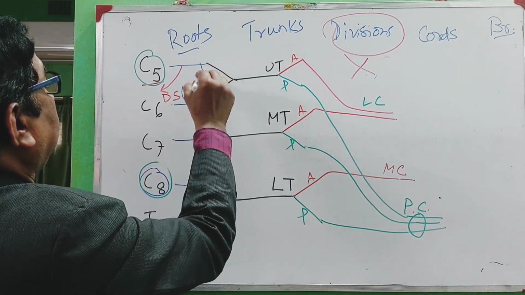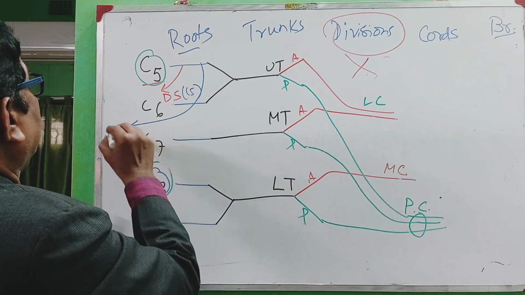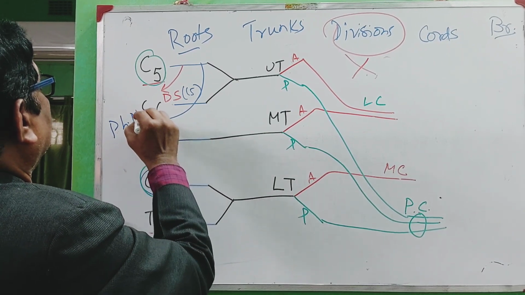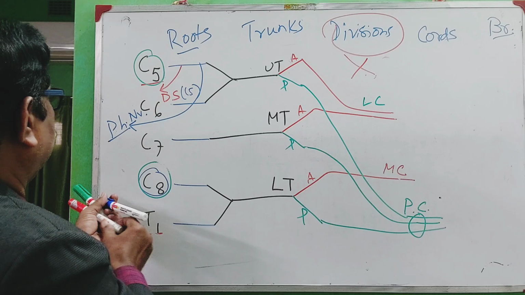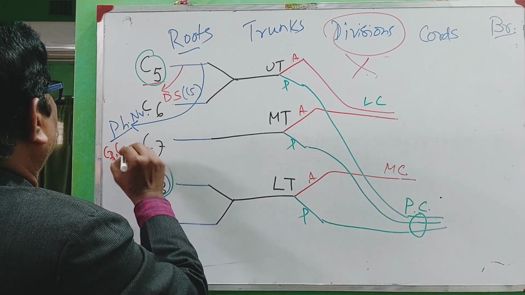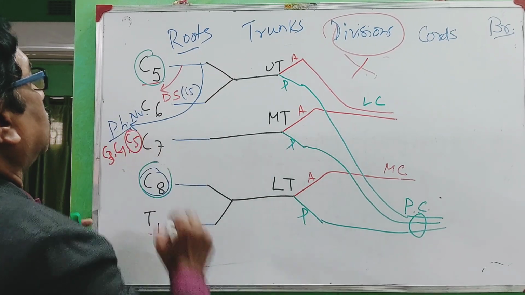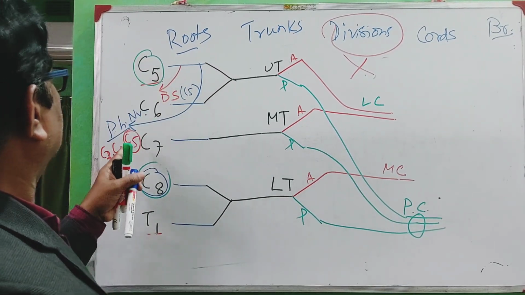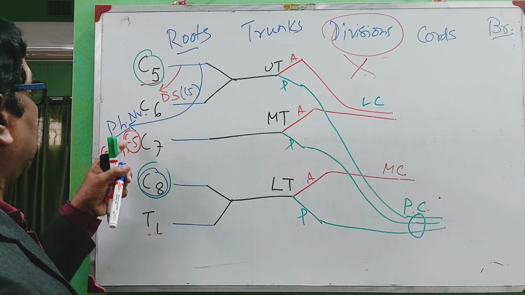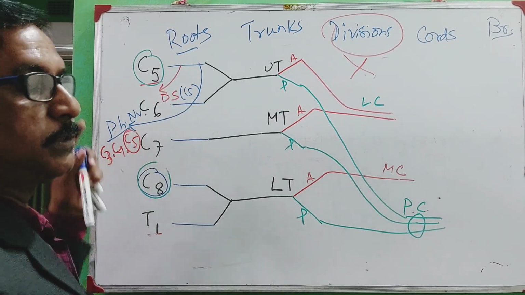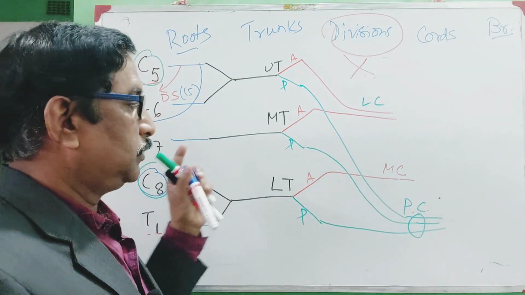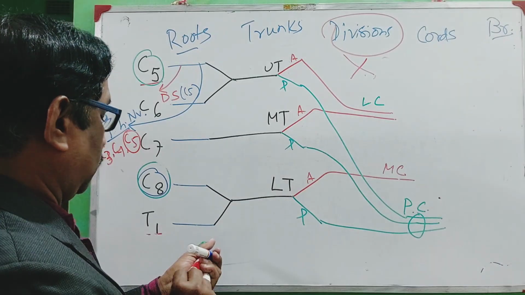Another from C5, it goes to join the phrenic nerve, the root value of which is C3, C4 and C5. This C5 comes from the root of this one, C3, C4 and plus C5 from this C5. This is the phrenic nerve which supplies the diaphragm, you know.